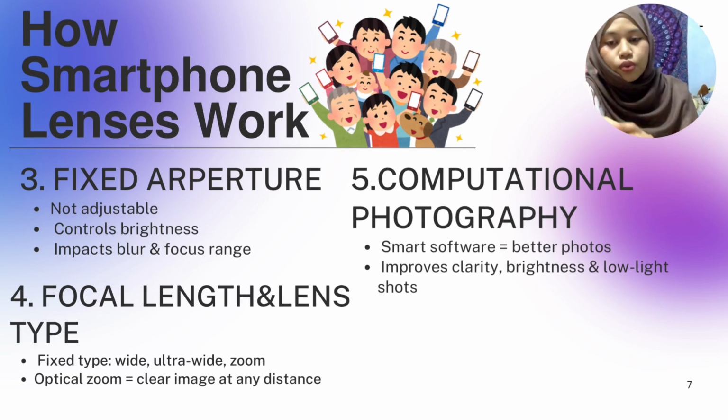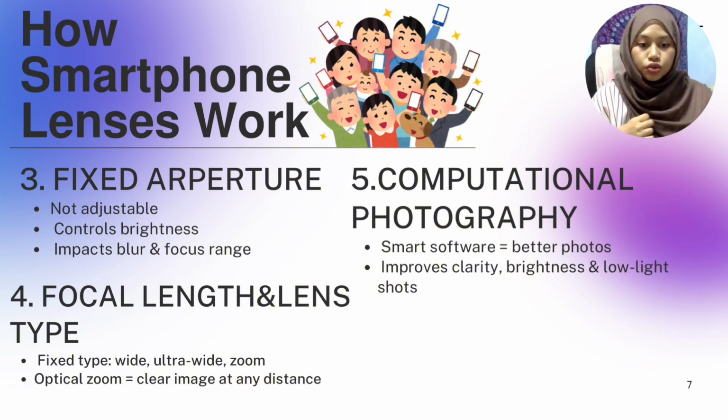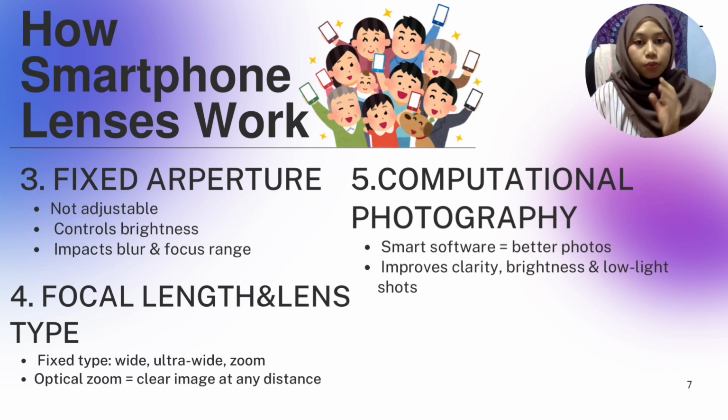Next, the fourth one is the focal length and lens type. Every camera lens has a specific focal length. This is what controls how zoomed in or zoomed out the picture looks. In smartphones, we have different types of lenses, such as wide, ultra wide, and telephoto, which is zoom.